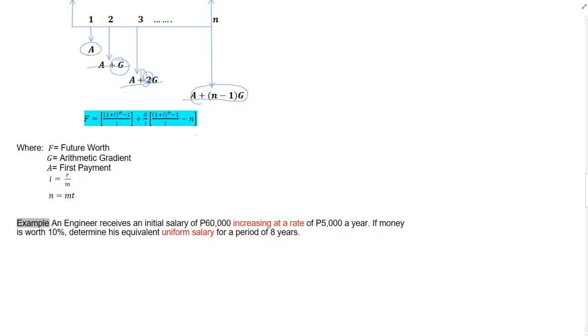Okay, so for that one, let us have the example. So don't forget that your interest rate is always equal to your r divided by m, the nominal interest rate, and if it is compounded, let us just divide it by 2, 4, and so on. And for the n, that is in years, so we just multiply the compounding periods by the periods in years. That is your t.